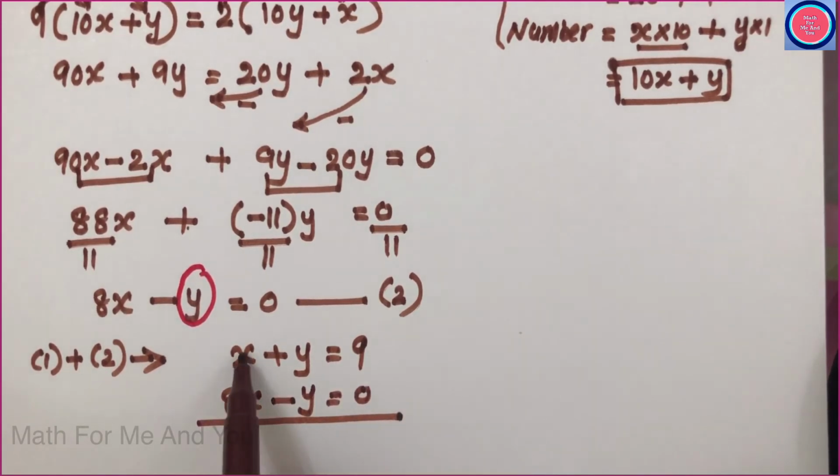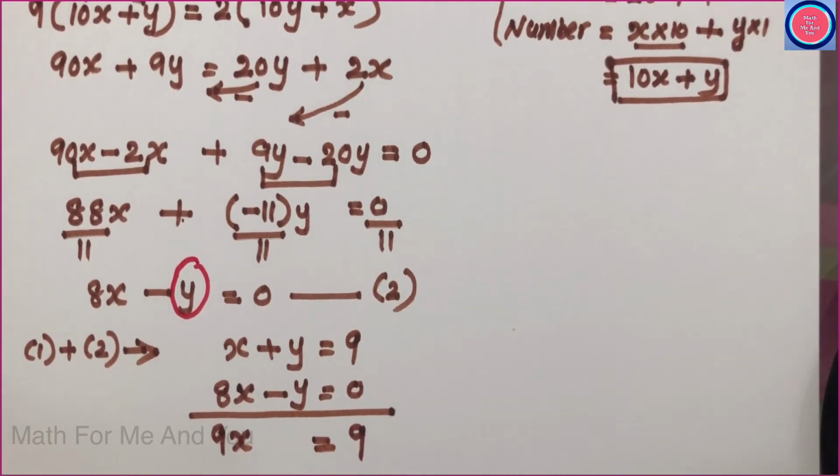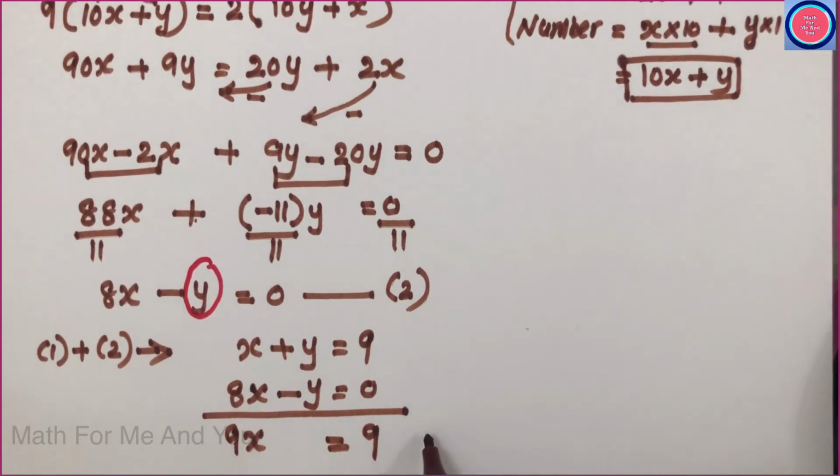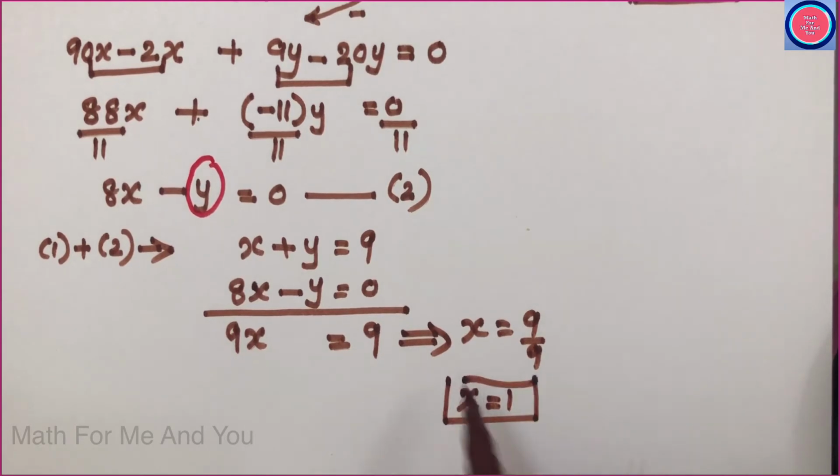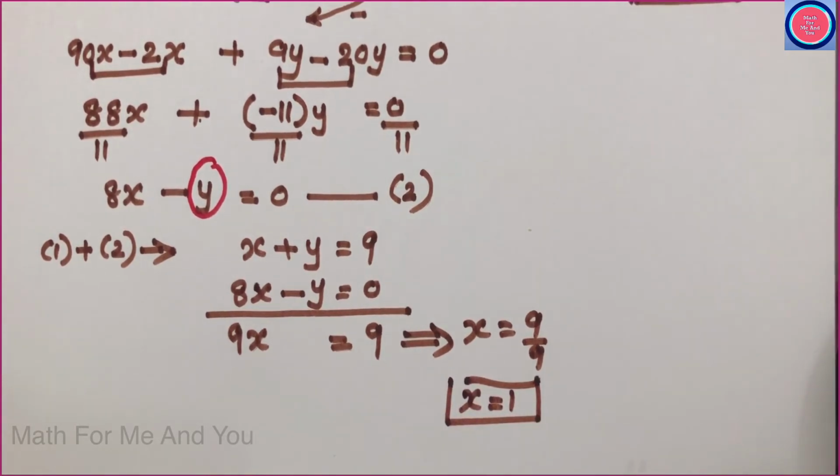Now we can add x plus 8x. 1x plus 8x is 9x. Plus y minus y cancel. And 9 plus 0 is 9. 9x equals 9. What about x? x equals 9 over 9, that is 1. When we get the value of x, we can substitute this in any of the equations and find the value of y.